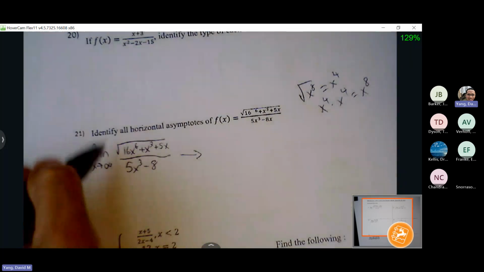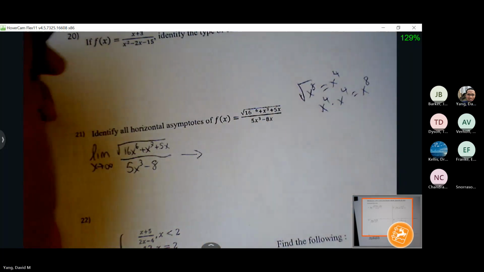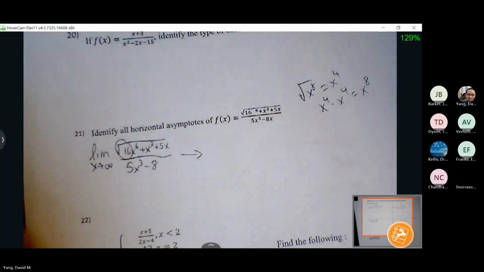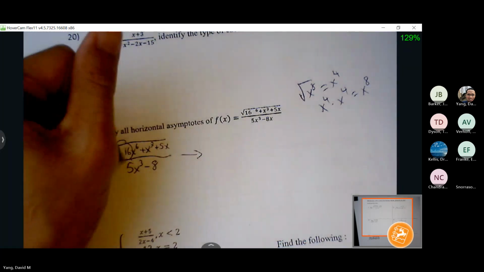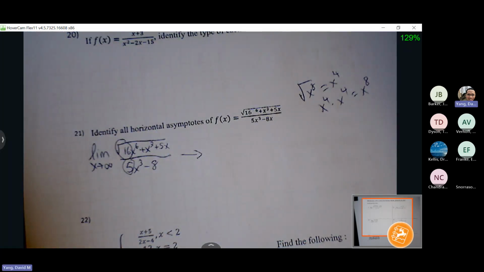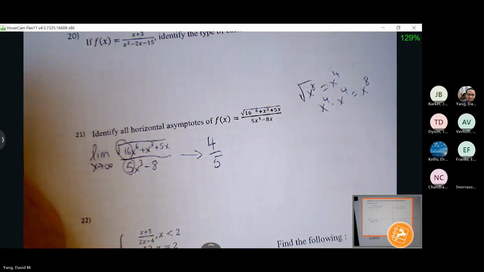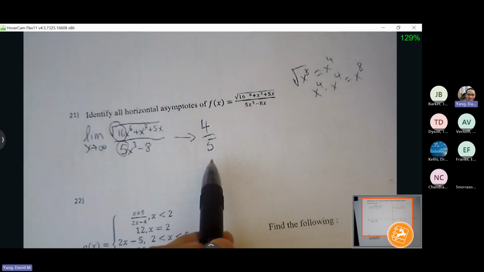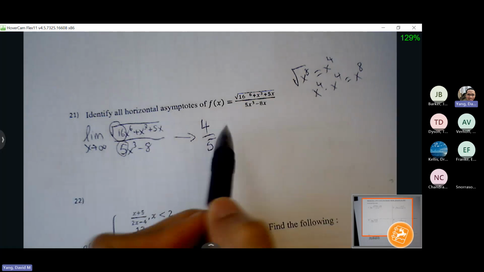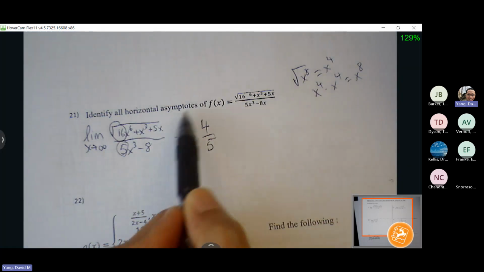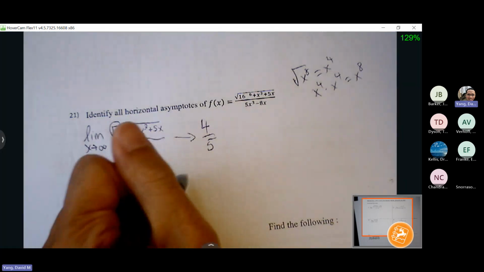All right, so what's the ratio of the coefficients here? Root 16 over 5, right, which is 4 over 5. Now, this is one of them, right? But we know that if we're approaching negative infinity, what's going to happen? There's going to be a negative that's going to show up. Negative 4/5. Yeah.